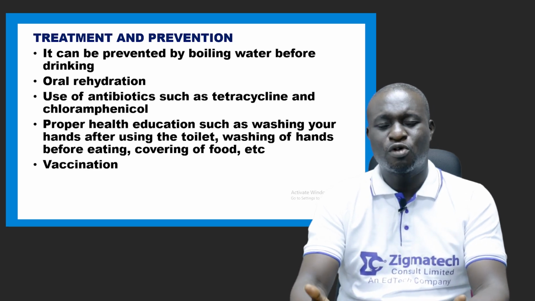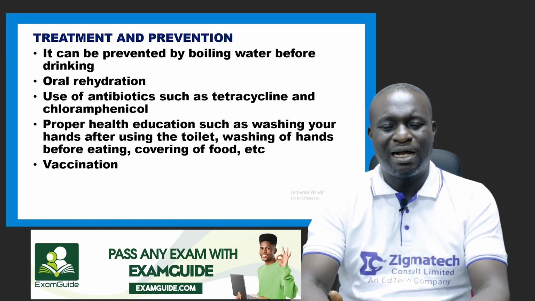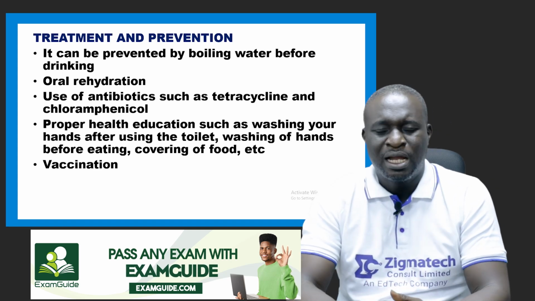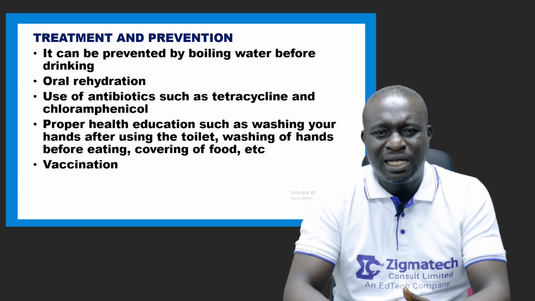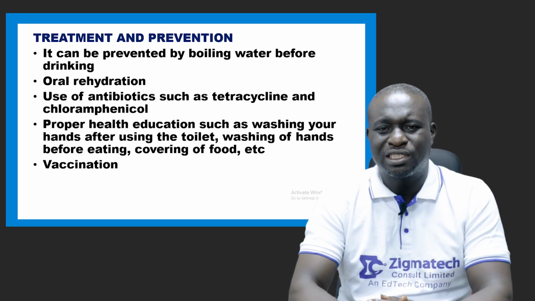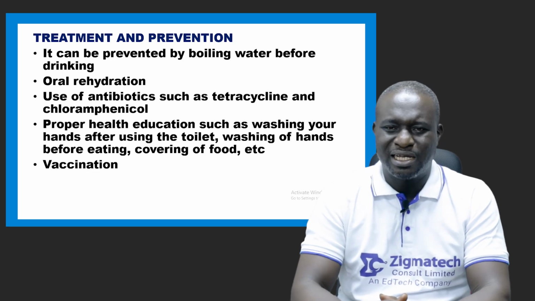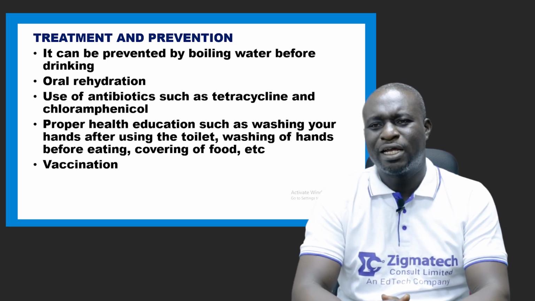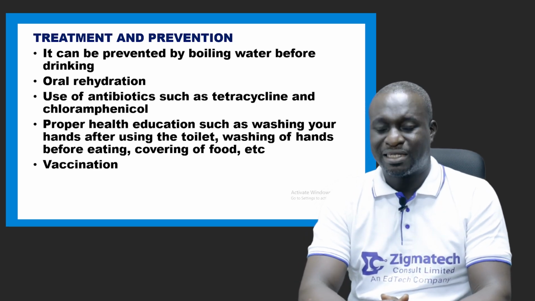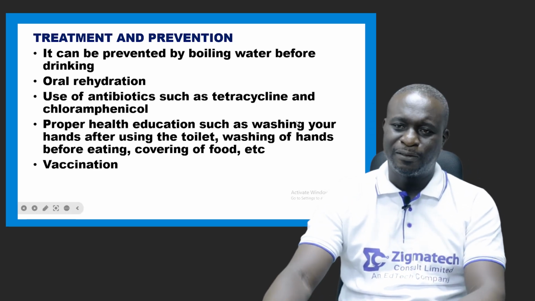And when the food is not properly covered before one eats it, most of these vectors, like the housefly, can perch on the food and thereby deposit the Vibrio cholerae, which is the bacterium, into your food, and when it is ingested, the person becomes infected. Another way you can prevent cholera is through vaccination. Go get vaccinated to protect yourself and your children from cholera.